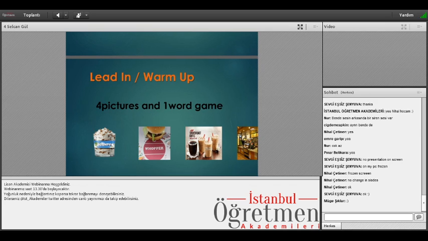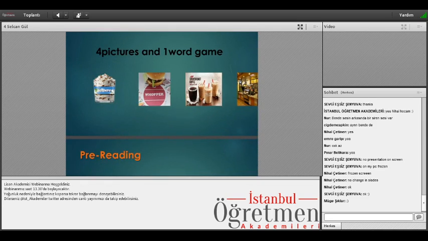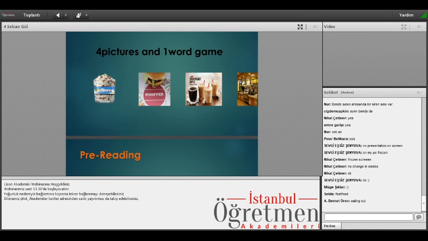Do you have a guess for these 4 pictures? What is the keyword for these 4 pictures? You can write it if you have a guess. What do these four pictures depict? Which word? No, Demet Hocam, it's not eating out. It's a famous fast food.